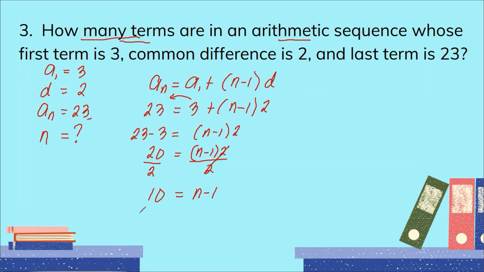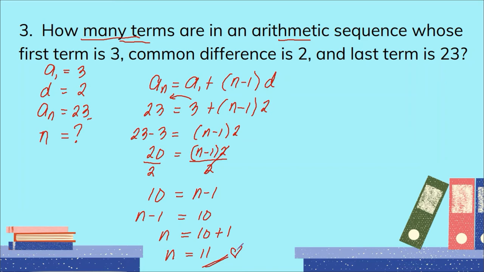So, baliktarin lang natin. N minus 1 is equal to 10. So, n is equal to, lipat natin yung 1 doon, magiging 10 plus 1. So, n is equal to 11. So, therefore, n, the number of terms in this sequence is 11. Okay?